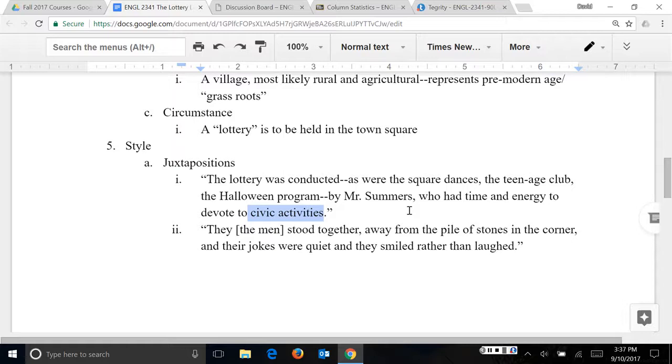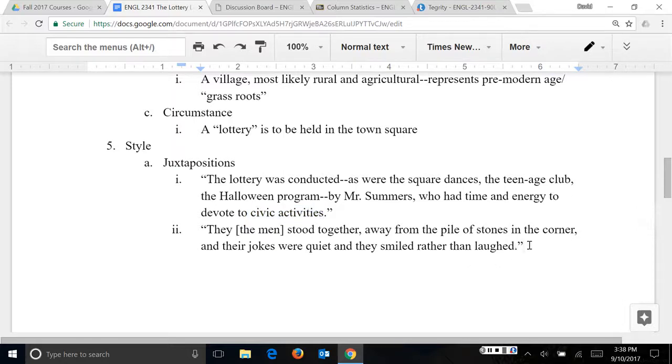Now, this is what juxtaposition looks like, because after rereading the story, you would know that, of course, the lottery is this horrible, horrible practice. But to Mr. Summers, and presumably to the rest of the village, there was no problem here, right? The lottery was no different than how you would hold square dancing, or how you would hold a club meeting, or how you would hold a Halloween festival. No difference.